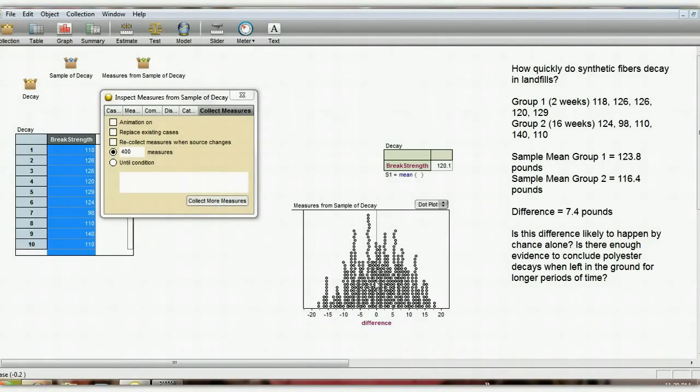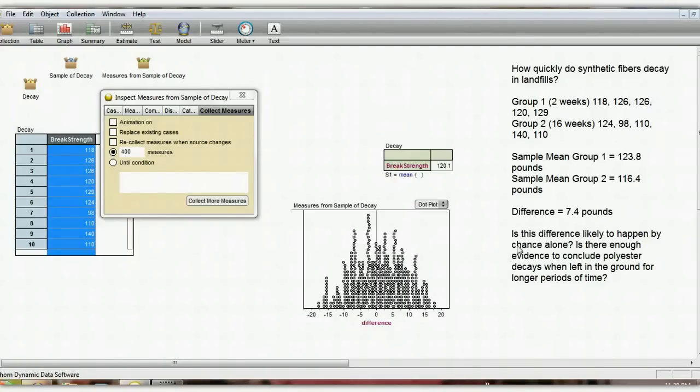And here we can see that the center of our distribution is very near 0, which would indicate that there is really no difference between those two sample means. And a difference of 7.4 occurred right around here, and we can see that a difference of 7.4 is fairly likely to happen by chance. Either that value or more extreme is likely to happen by chance. So I think we've answered our question here.